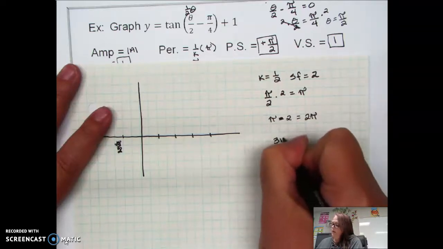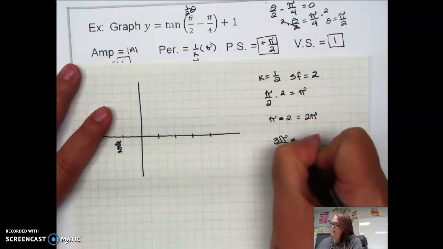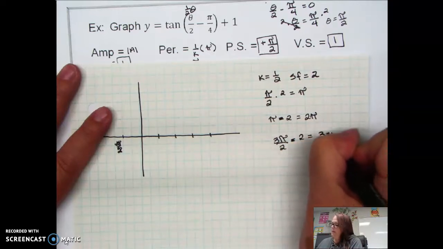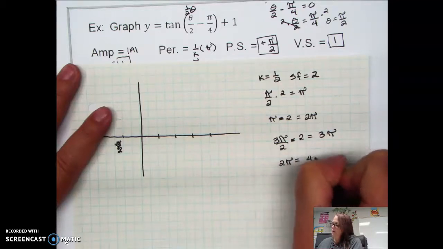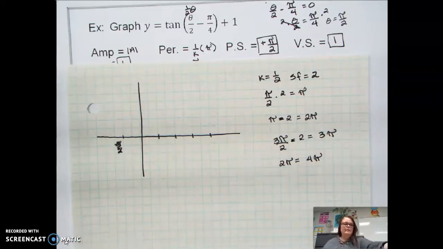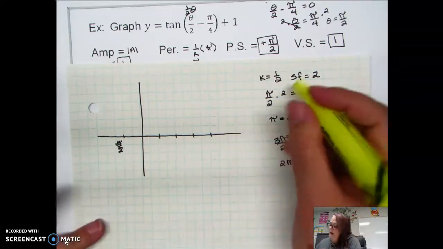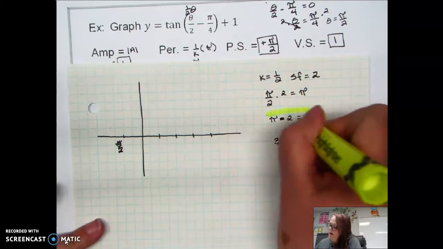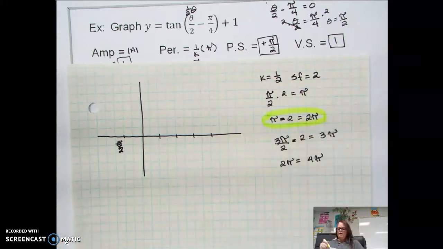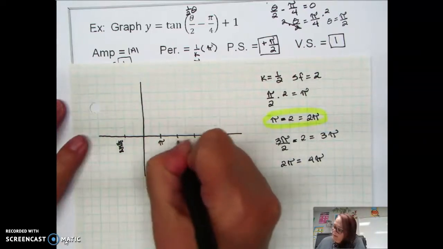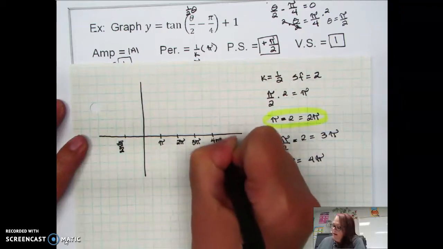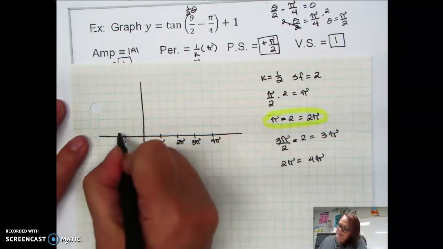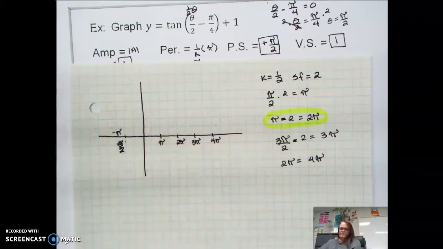What was at 3 pi over 2 is now going to be at 3 pi. And what was at 2 pi is now going to be at 4 pi. So notice, just so you can see it, one period of tangent was pi, and now it's 2 pi. So that got changed. So that means here I'm going to have pi, 2 pi, 3 pi, and 4 pi. And then reflected across the x-axis, this one's going to be negative pi.